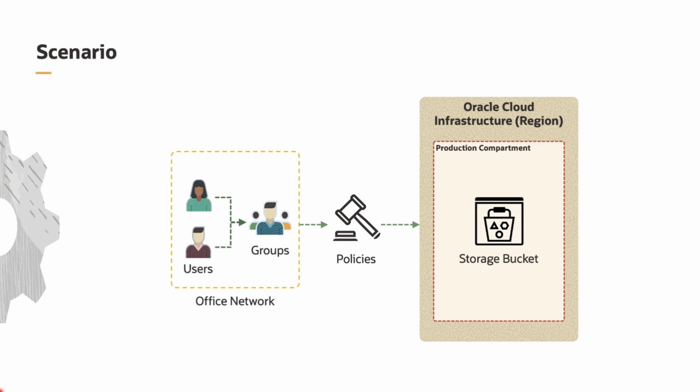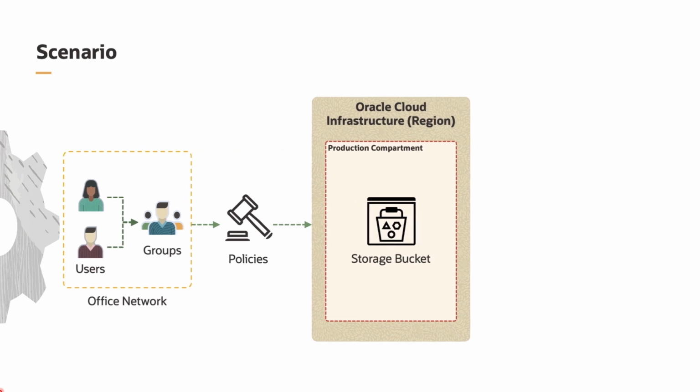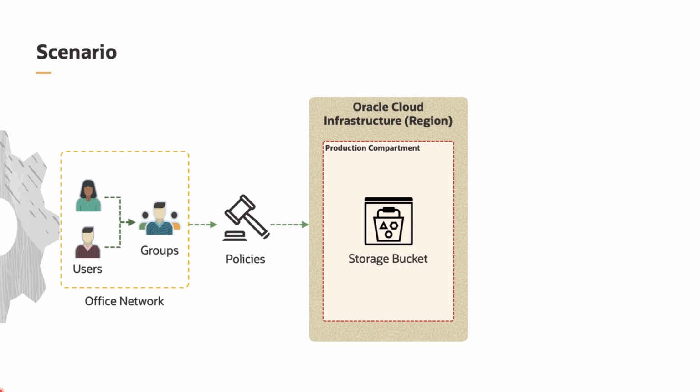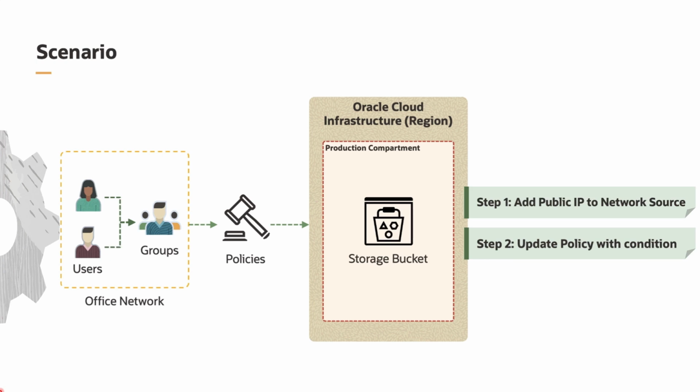So by using network sources, we can follow a simple two-step process to add this condition. Step 1, we will add the public IP address of the office to the network source. In step 2, we will update the policy to add a condition that allows access only if the request is originated from an IP address listed in the network source. So let's go to the console and deploy this scenario.